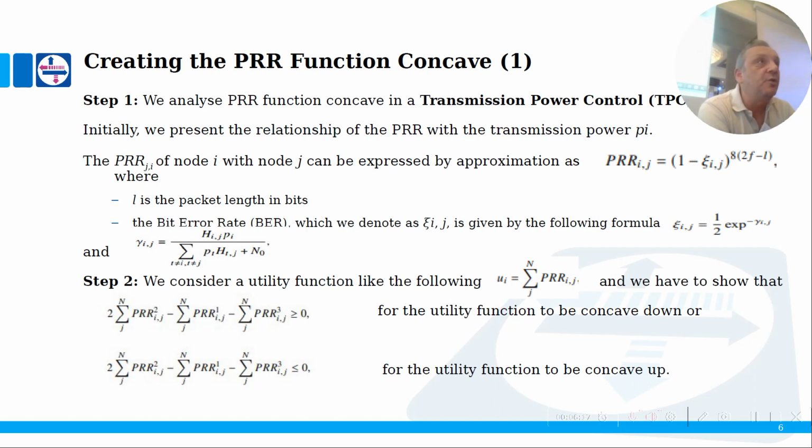So you can imagine that if we want to optimize the transmission power of the sending node, which is p_i, and use this as a strategy, for example, in an optimization problem, then we have a very complex environment. So what we need to do is show that the utility function of the summation of the PRR_ij is either concave down or concave up, depending on what we want to do. And we know that by concave up, we mean convex.